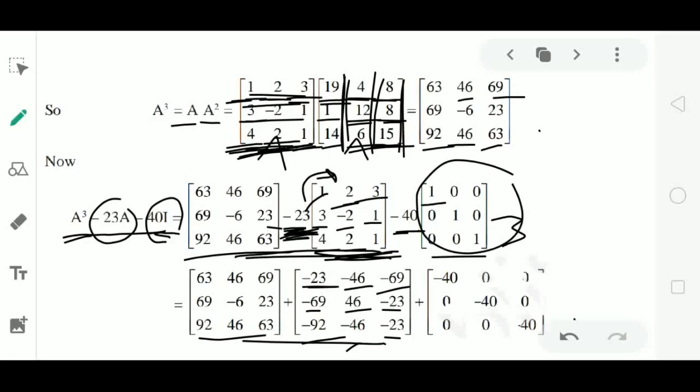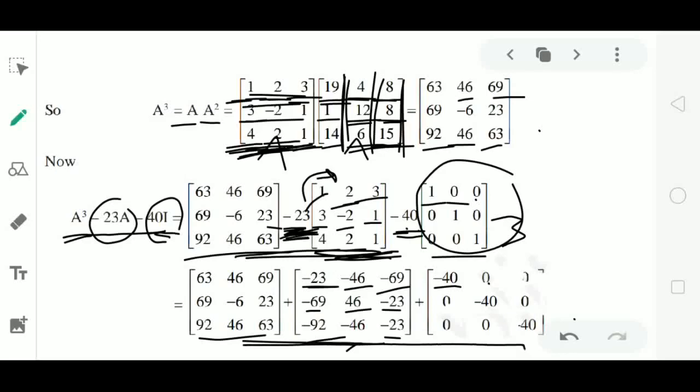In the third term, multiply minus 40 to each of the terms of the identity matrix. Minus 40 into 1, minus 40, minus 40 into 0 is 0, minus 40 into 0 is similarly 0, minus 40 into 0 is 0, minus 40 into 1 is minus 40, minus 40 into 0 is 0, minus 40 into 0 is 0, minus 40 into 1 is minus 40. Now observe here, multiplying the scalar to the identity matrix gives us the same scalar in the diagonal elements of the identity matrix.